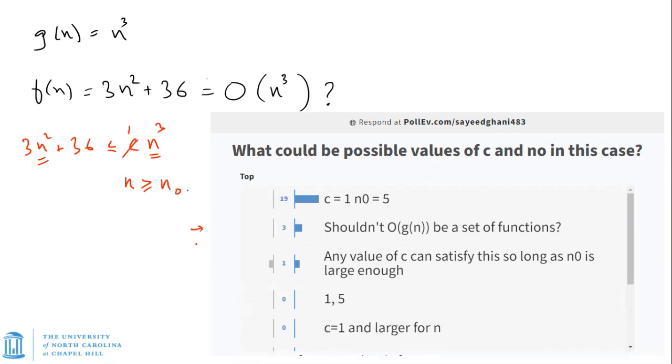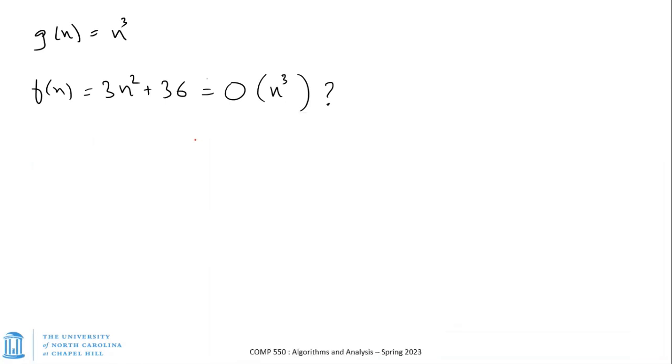Yeah, people are giving the right responses. So let's see, if you want to satisfy this with 3n squared plus 36 is less than or equal to 1 times n cubed, how would we find out n naught in this particular case? Is this something that we can easily do?